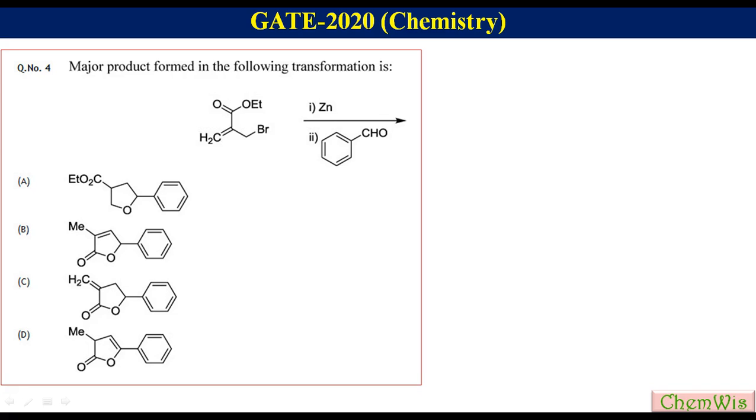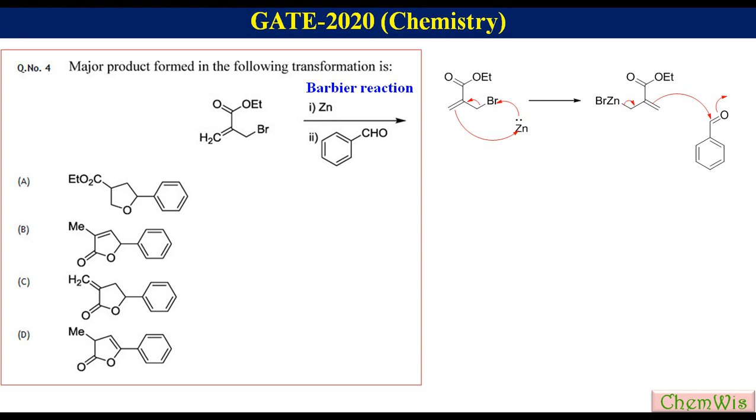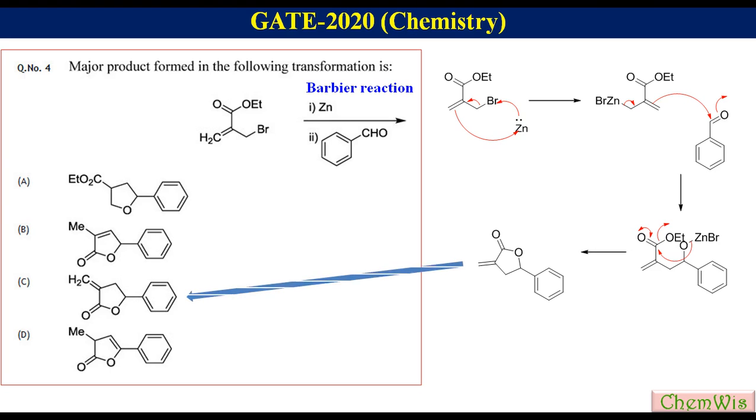Question number 4. This is an example of the Barbier reaction. Allyl bromide reacts with zinc metal to produce an organozinc compound, which attacks the benzaldehyde to produce this intermediate. This intermediate, after cyclization, produces this product, which is option C.